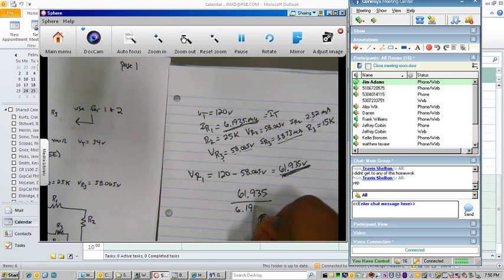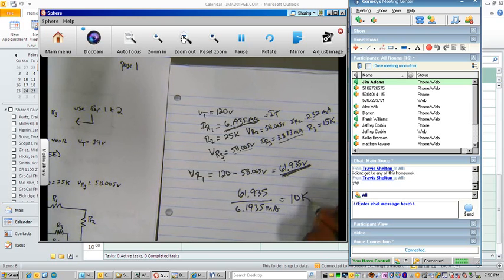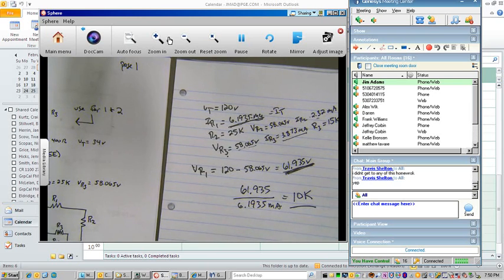So if the voltage drop across R1 is 61.935 and the current through R1 is 6.1935 milliamps, the resistance is voltage over current. So 61.935 divided by 6.1935 milliamps is 10K. I think that's what the answer says. Yeah, 10K. Is that making sense on how I got that?